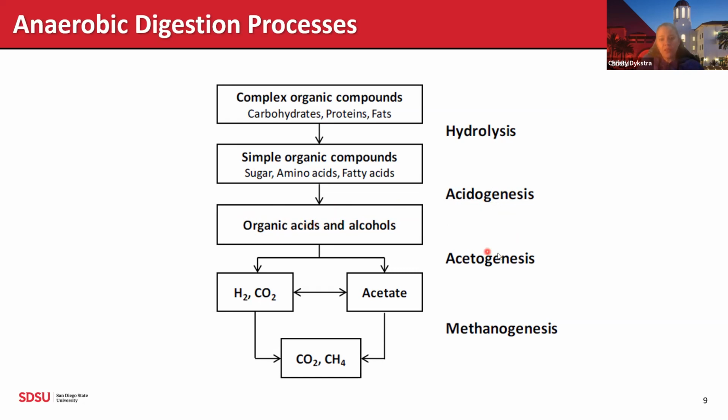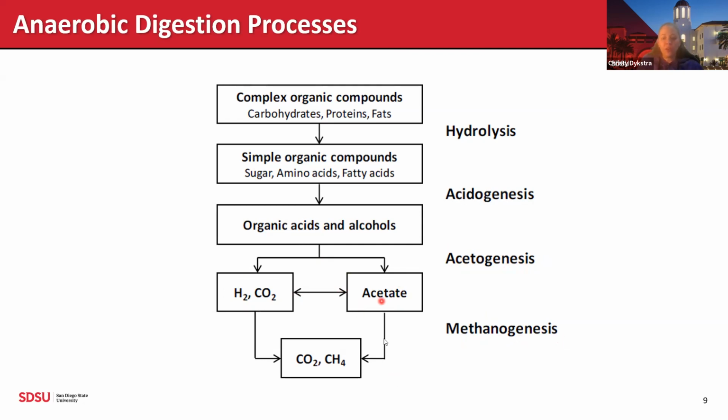After we've produced these, we can take those and do acetogenesis. Aceto refers to acetate, and genesis, of course, is production. So we're producing acetate. At the same time, we're producing some hydrogen and CO2. Now, these can be interconverted, but then the real point that we're trying to get to for anaerobic digestion is this methanogenesis. Again, methane production.